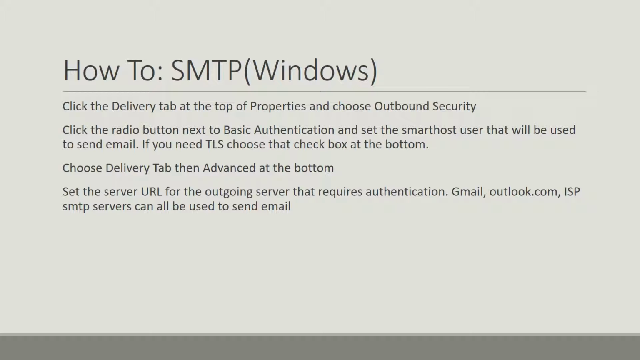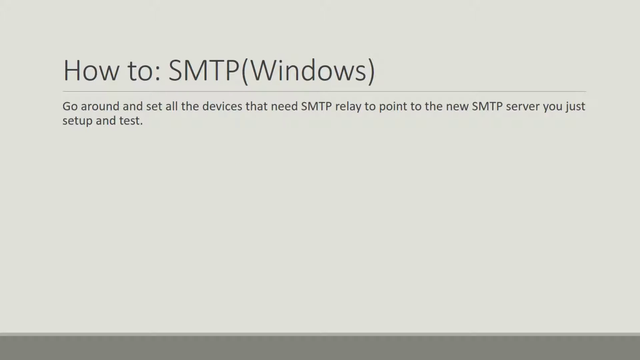You also need to choose the delivery tab, then advanced at the bottom. Set the server URL for the outgoing server that requires authentication, Gmail, Outlook, whatever you're using. ISP and SMTP servers can all be used to send email. Last but not least, you need to go around and set all the devices that need SMTP relay to point to the new SMTP server you just set up and test.